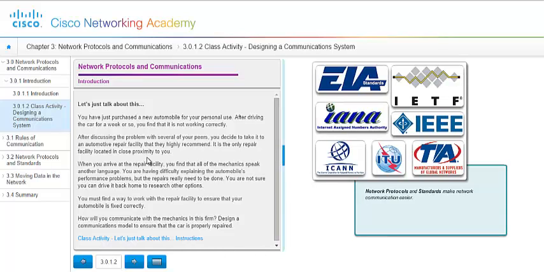Just so that you know, there are standards in place. There are network protocols and standards that make it easier for networks to communicate with each other. They were set up so that everybody is on the same page, basically so that everybody is following the same game plan.